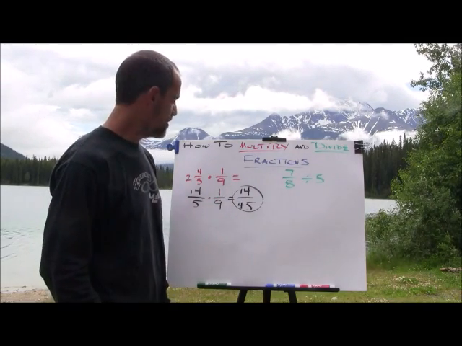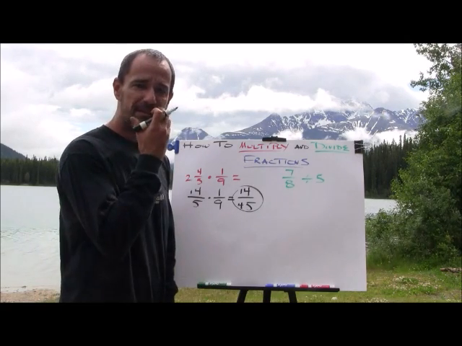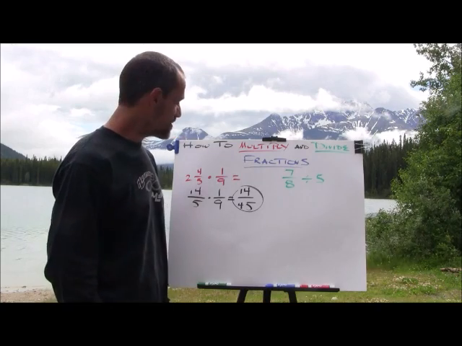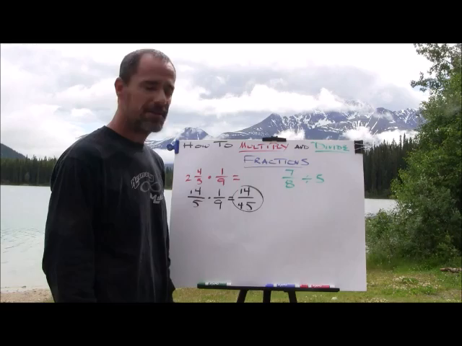Back to our estimation. We said the answer ought to be pretty close to nothing. Well, 14/45, it's pretty close. It's not much. If I got 14 out of 45 out of a pizza, it's okay.